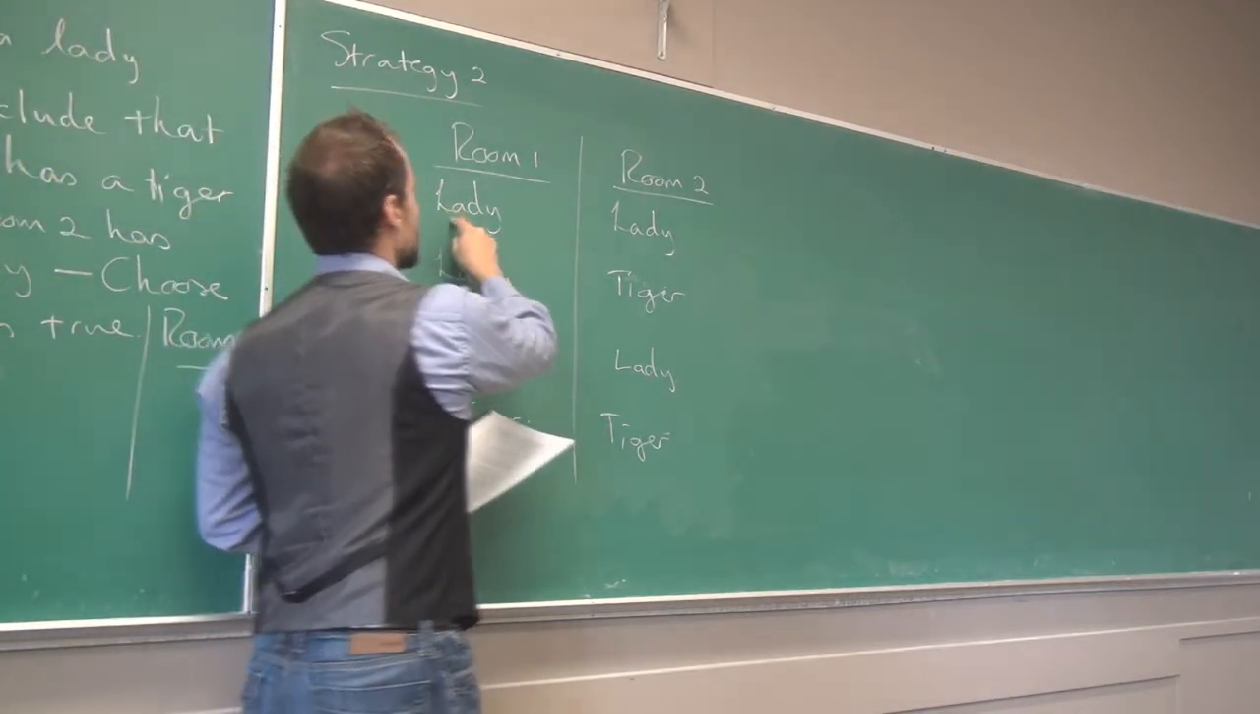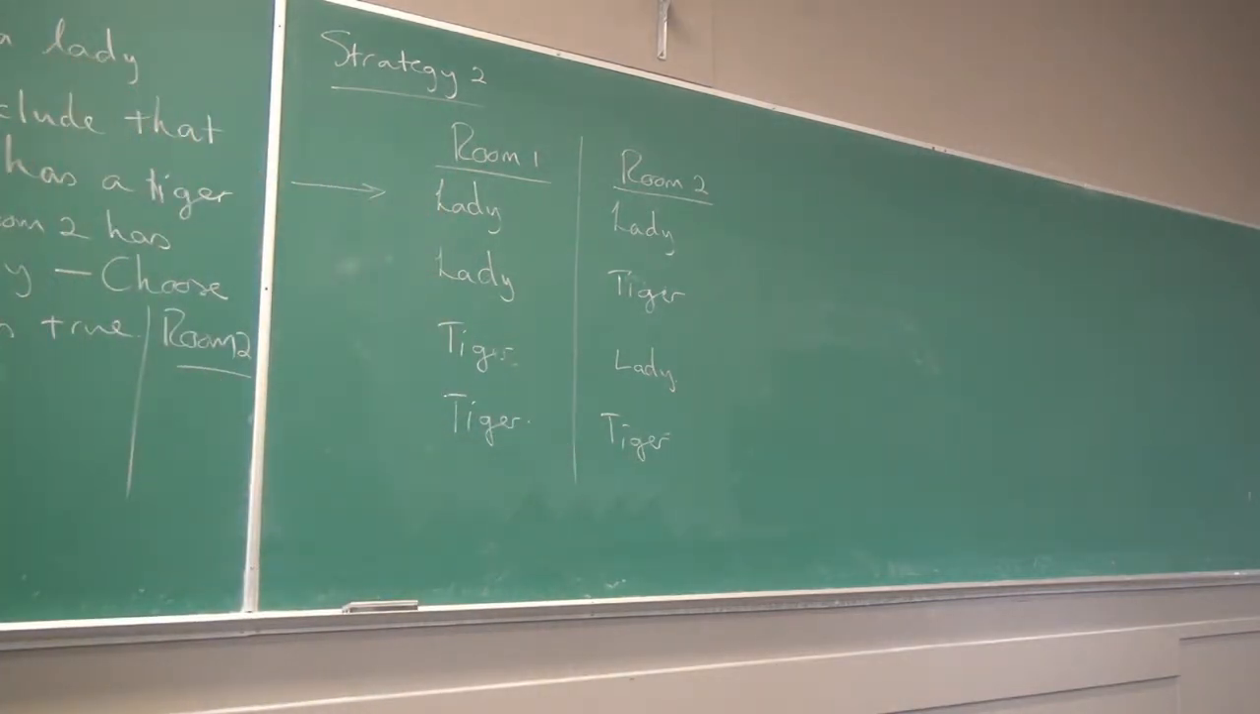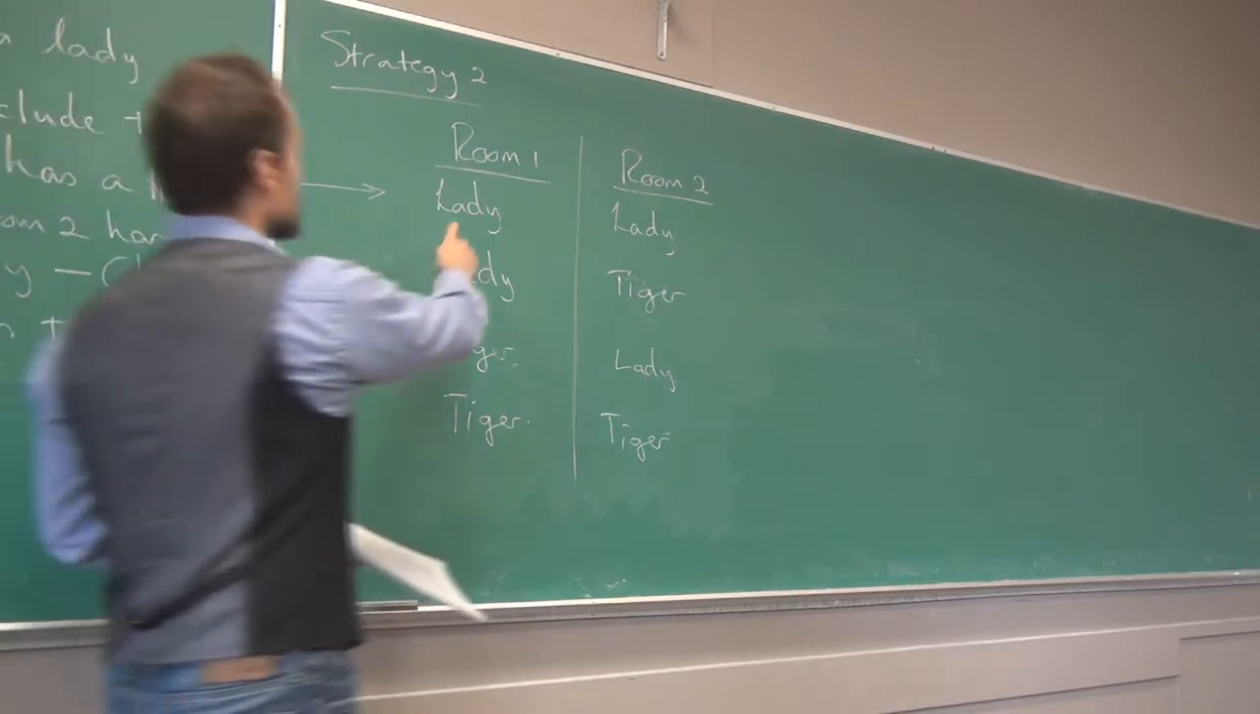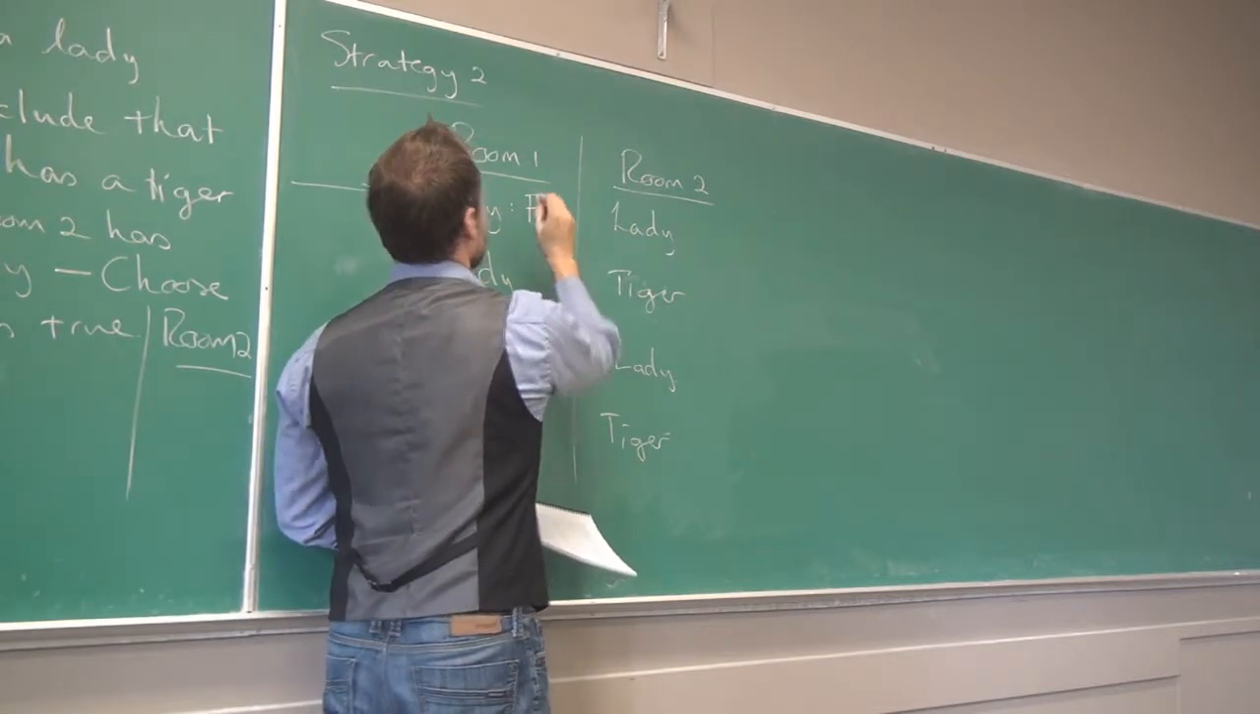Now, if it's a lady scenario, door 1 says, in this room there is a lady, and in the other room there is a tiger. Is that true or false? It's false. Yes, in this room there is a lady, but that's not a tiger. False.